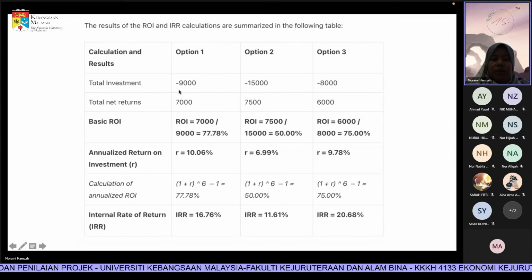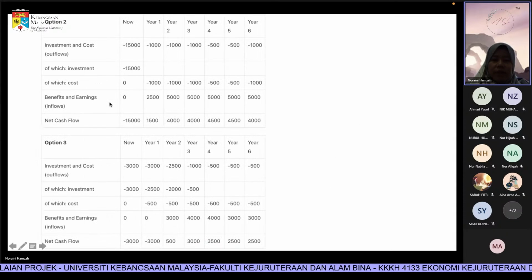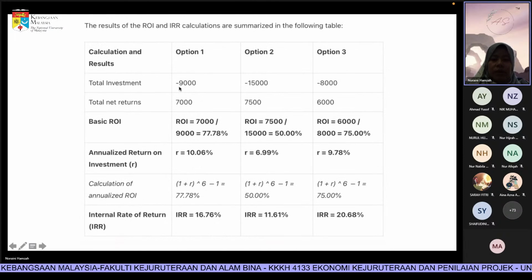Okay. So ini adalah total investment. So whatever investment yang dikatakan kategori as investment ni, you totalkan dia. So dapatlah negatif 9,000 untuk option 1. Okay, negatif 15, negatif 8. Lepas tu net return maksudnya dia pluses. So you dapat 7,000, 7,500 dan juga 6,000.